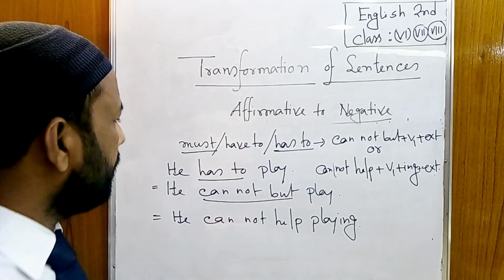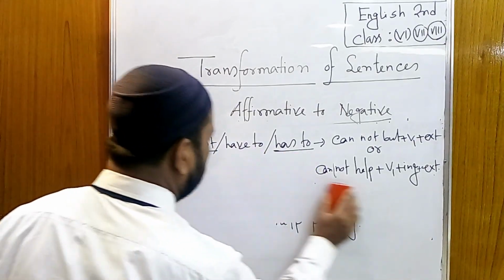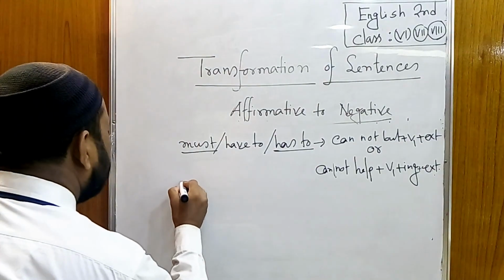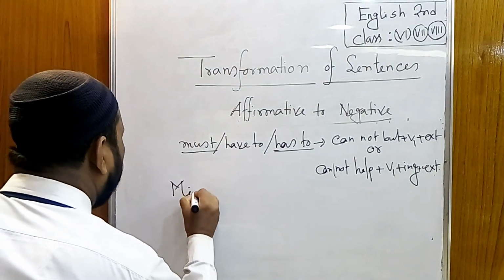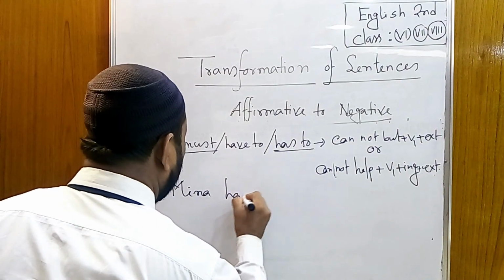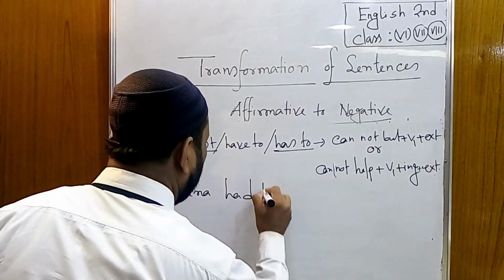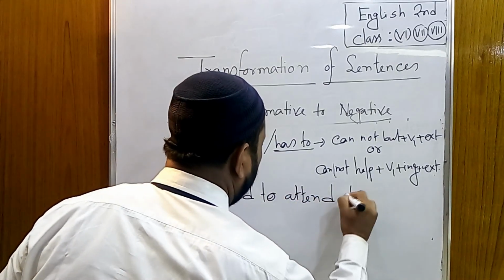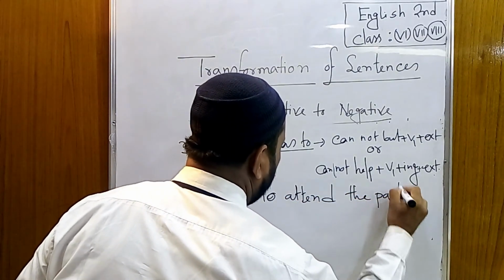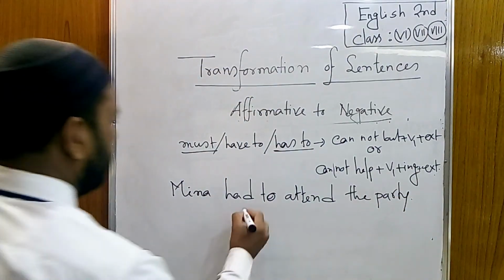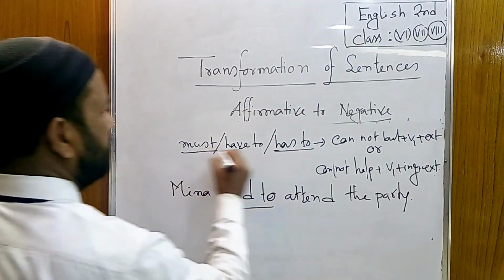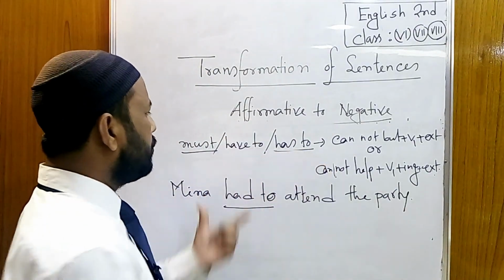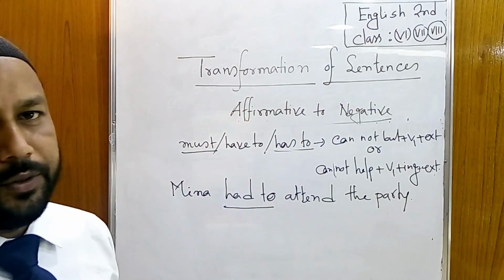Now we will give you a twist. Mina had to attend the party. Here you can see had to. There is no must or has to. How do we convert this sentence into negative?